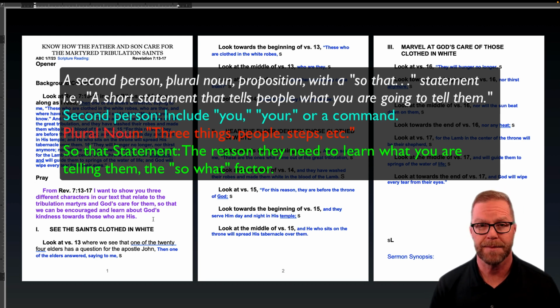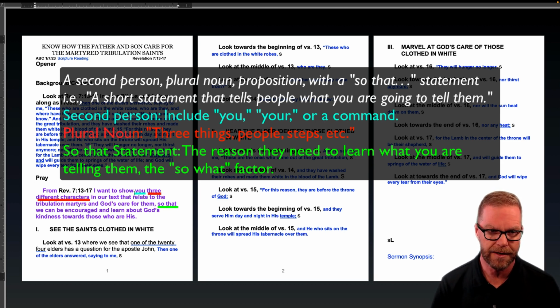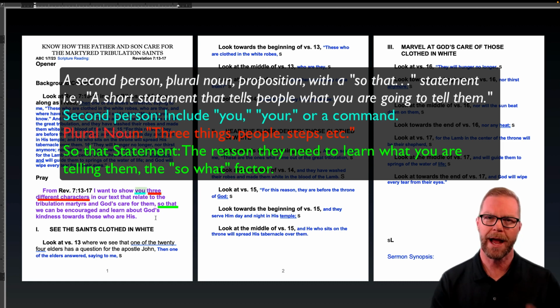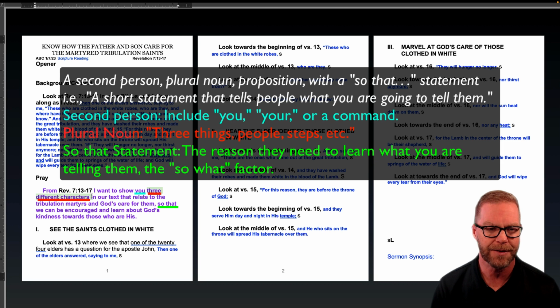proposition. So we talked about that before, where we have second person. Do you see the you there? Right there. You. There it is. That's a second person. I want them to know this is about them, each one of them that I'm preaching to. This is about you. And there's three different characters. There's my plural noun right there. Three different persons, places, or things. And of course, the characters that we see in the text are the elders, the saints, and God. And then we have a so that statement.